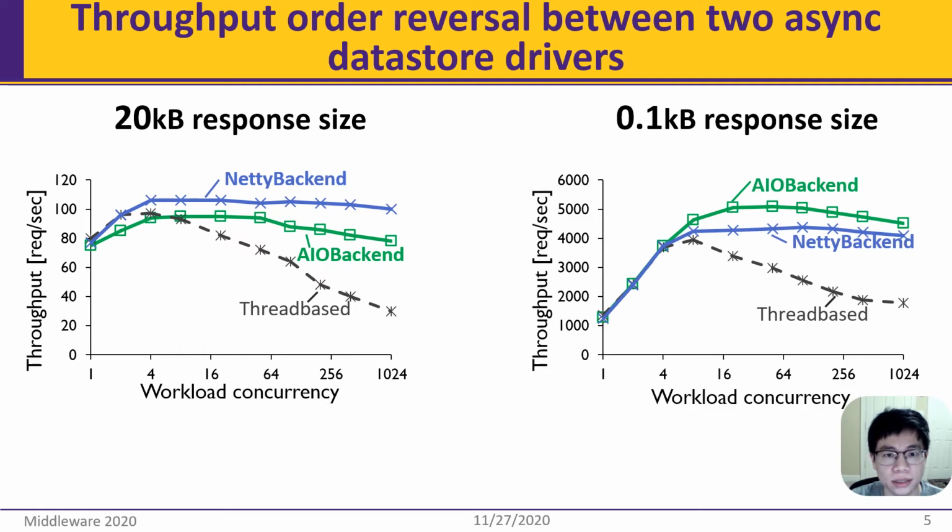As we decrease the response size to 0.1 KB, which is small, the throughput order between the AO backend and the native backend is reversed. The AO backend actually achieves higher throughput than the native backend. Why does this happen? Our further analysis shows it is an imbalanced workload problem in the native backend when the response size is small.